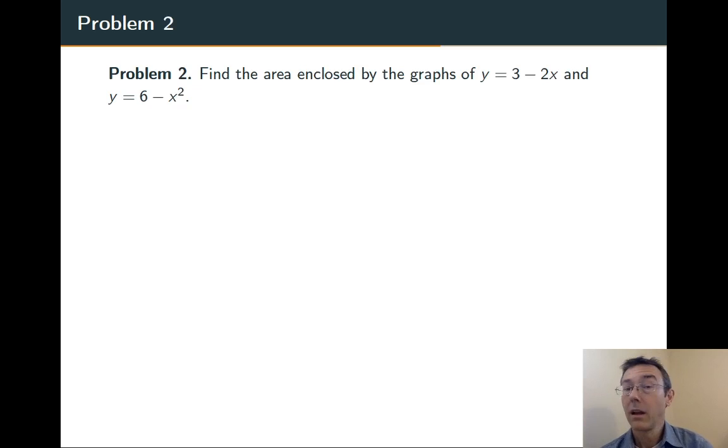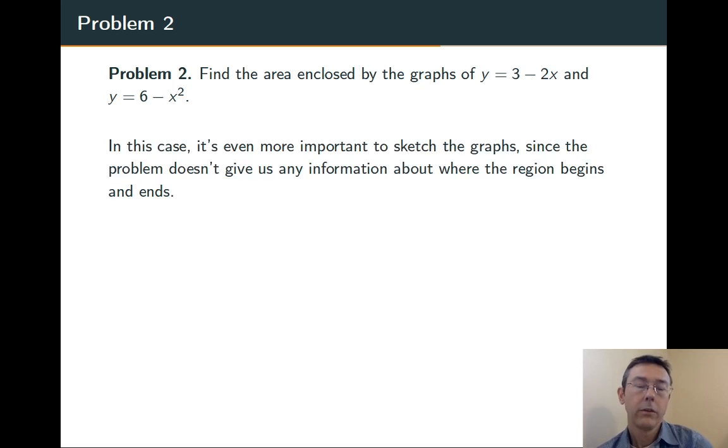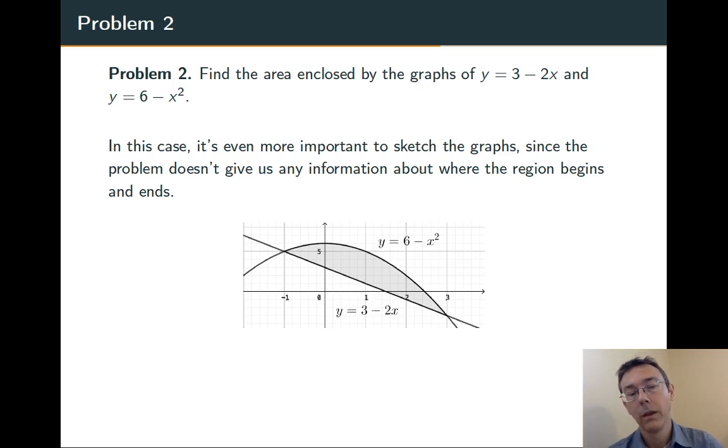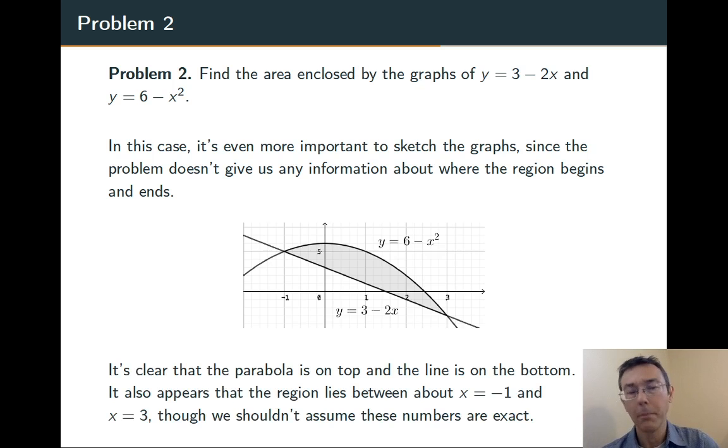Problem 2. Find the area enclosed by the graphs of y equals 3 minus 2x and y equals 6 minus x squared. So in this case, it's even more important to sketch the graphs. The problem doesn't give us any information about where the region begins and where the region ends. So here's the picture. From it, we can see two things. First of all, that the parabola is on top. Y equals 6 minus x squared is higher up than y equals 3 minus 2x.